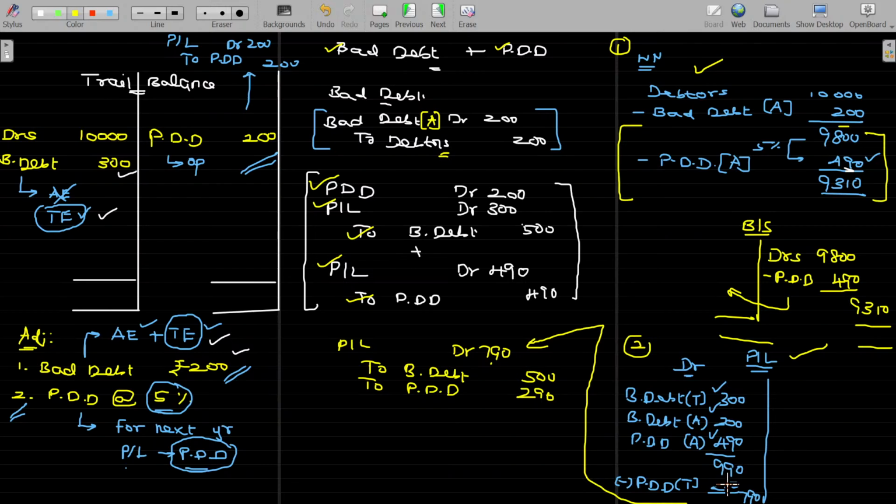Okay. If the PDD available already, rather than 200, if it is 1200, what happens then? 990 minus 1200, it's almost 210 excess. Then that value will go to the credit side. That's all. Is that okay? So keep this point in your mind. That's all. Come on, make a note of it.